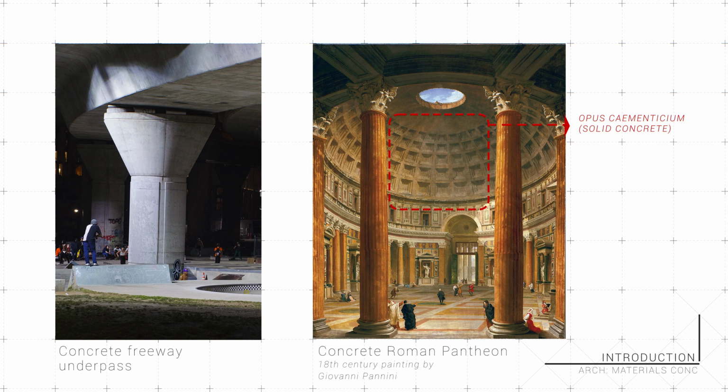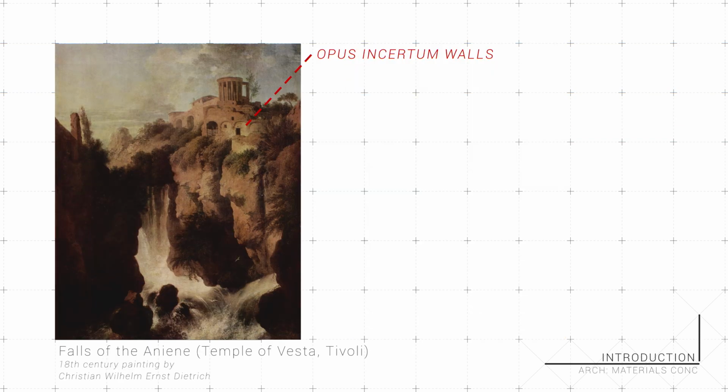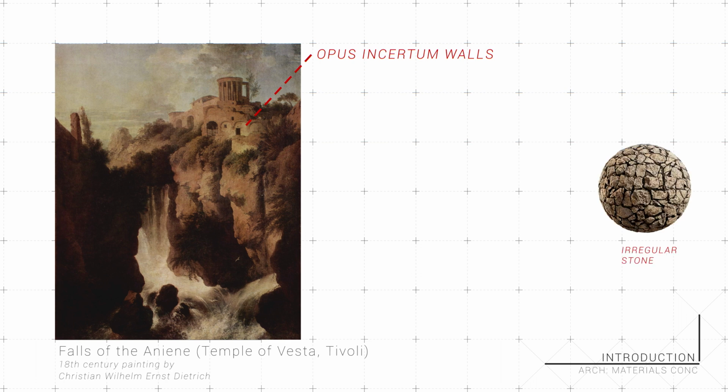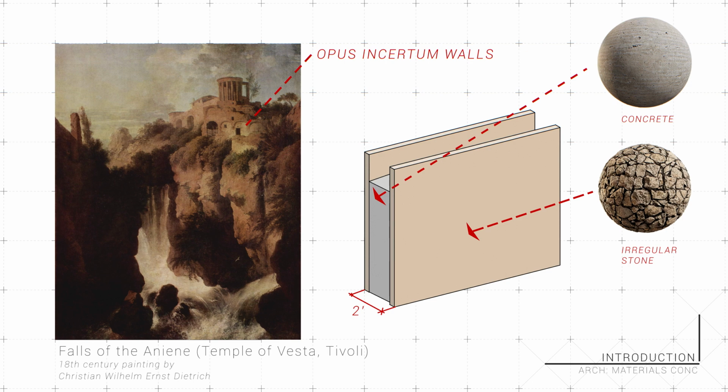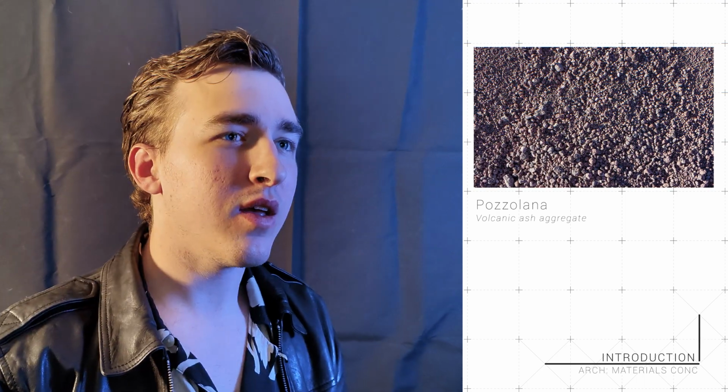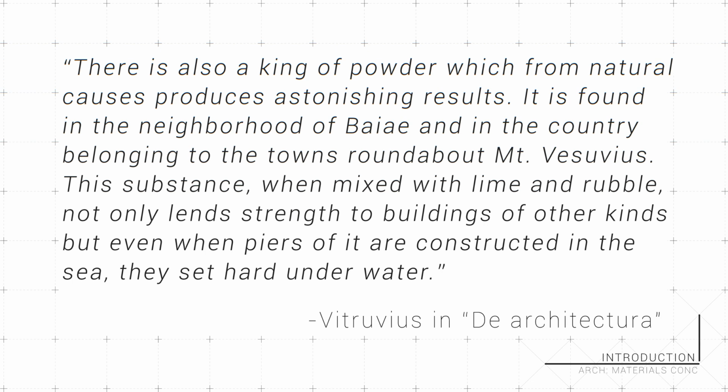For walls, Vitruvius describes opus incertum and opus reticulatum, methods of construction where cut stones are set along the outside of a 2-foot thick wall, where the inner core is filled with opus cementitium, aka concrete, albeit opus cementitium is a bit different to modern concrete mixes because the ancient recipe for concrete begins with a volcanic ash aggregate called pozzolana. In Vitruvius's words, there is also a kind of powder, which from natural causes produces astonishing results.